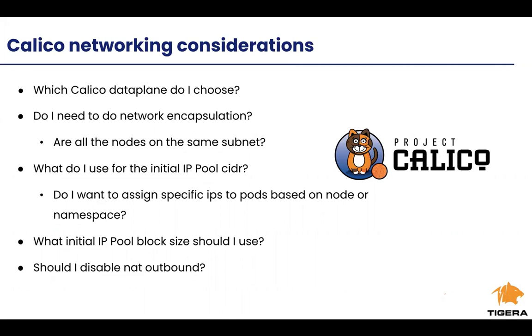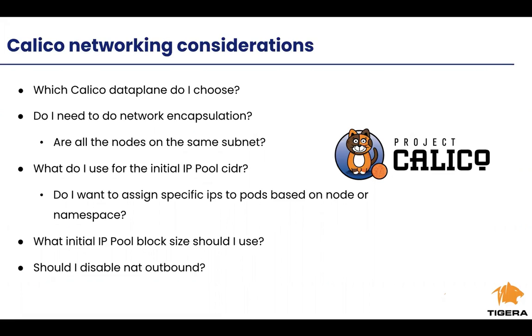One of them is if all the nodes are on the same subnet, the same layer 2 segment, they can all talk to each other via layer 2. So they don't need to do encapsulation. You can just turn off network encapsulation. Calico provides two different network encapsulation methods, IP in IP, I think it's IP protocol 4, and also VXLAN. So you get to choose between the two. IP in IP also uses BGP.